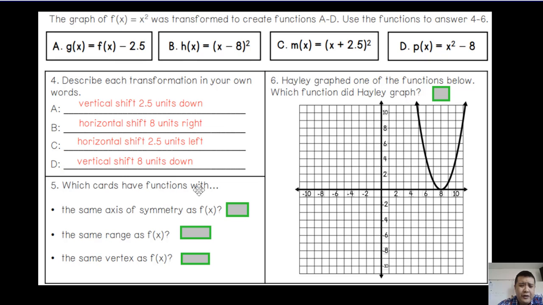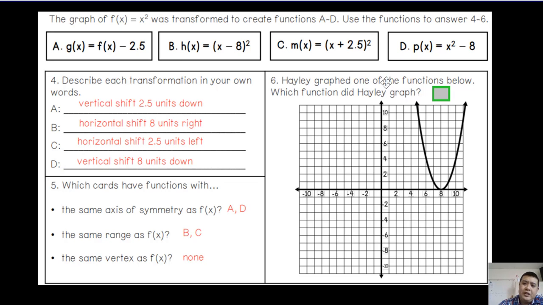Which cards have functions with the same axis of symmetry as f of x? Well, remember that vertical changes do not change the axis of symmetry, so therefore it's going to be A and D. Which ones have the same range as f of x? Well, the range only changes if it's going vertically as well. So horizontal ones don't change the range, so therefore it's going to be B and C. Which ones have the same vertex as f of x? Well, none of them do, because they all change the vertex.